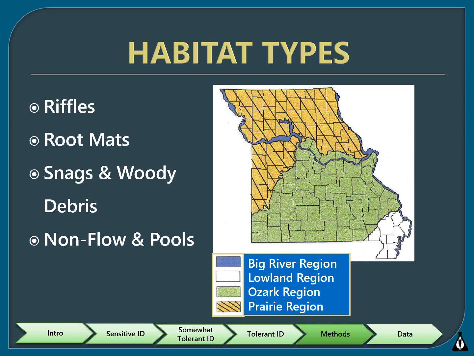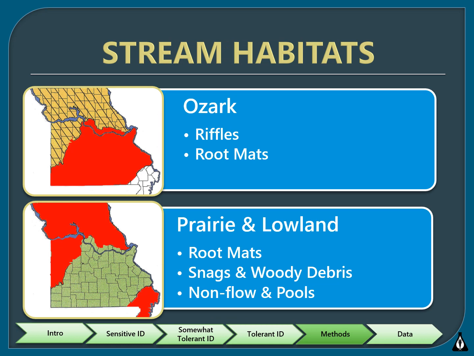For example, riffles are common in the Ozark region, but are not common in prairie regions due to the gradient of the land. In the Ozark region, riffles and root mats are a common aquatic habitat. Prairie and lowland regions characteristically have root mats, snags, and pools. These habitats are listed in order of preference for sampling.